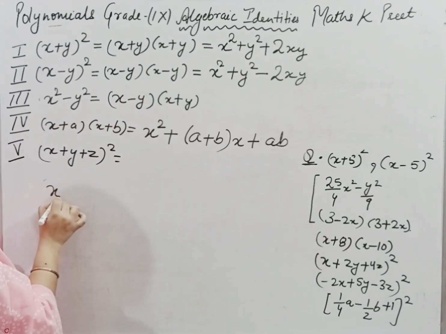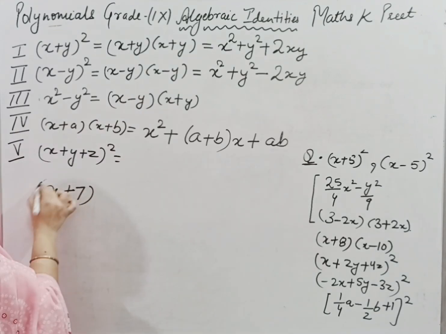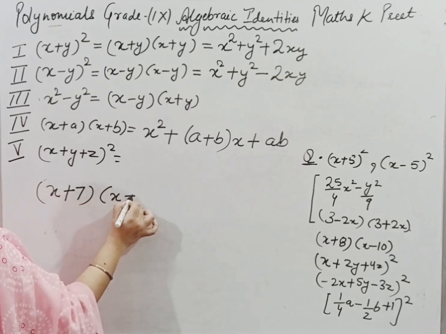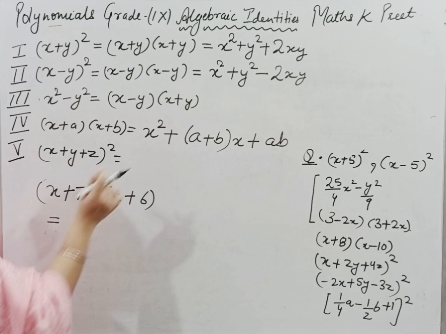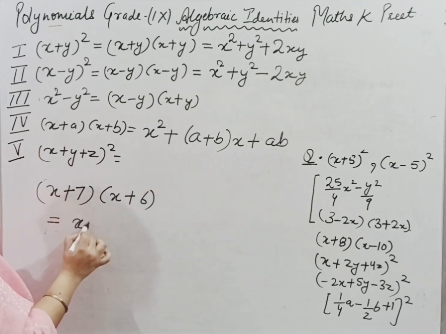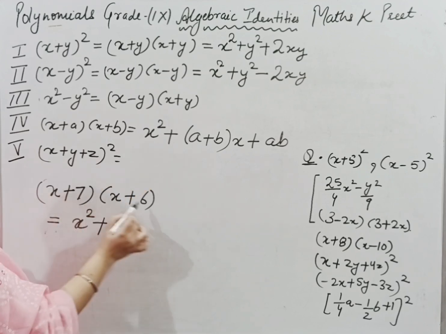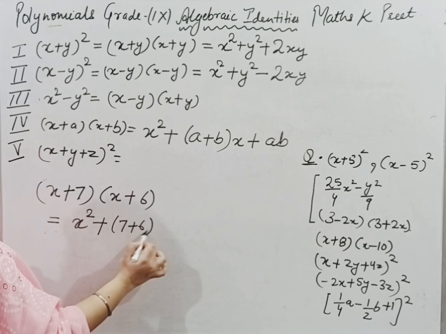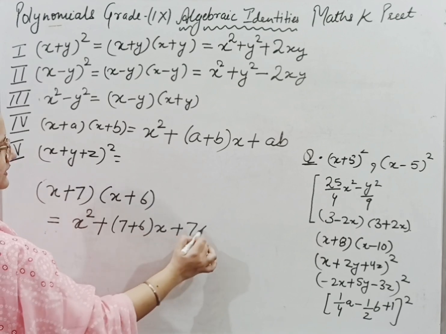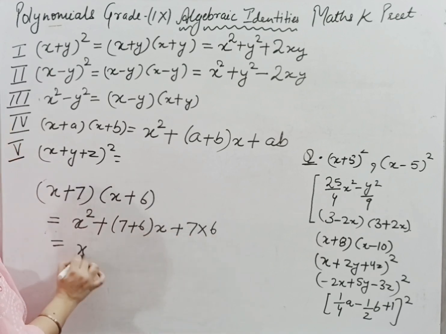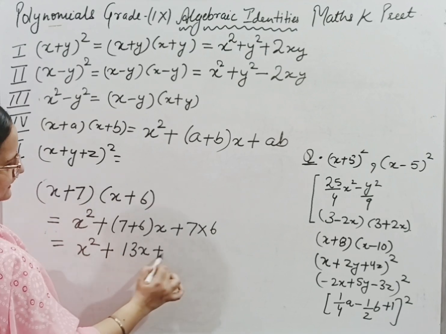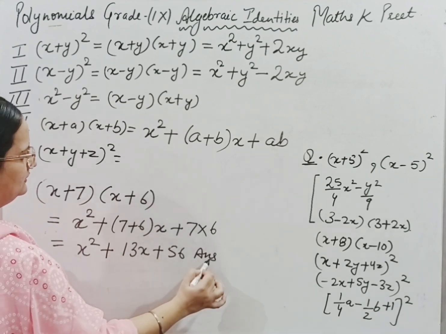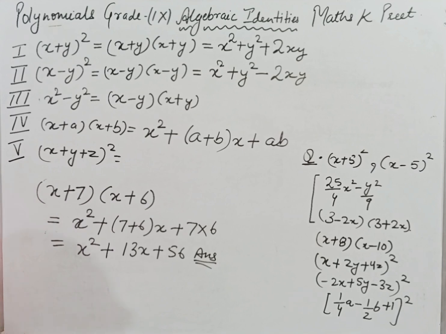Say (x plus 7)(x plus 6). If this is my question, I will do it directly from here: x square, first plus a plus b, 7 plus 6 outside x, then 7 into 6. This is the expansion from identity number 4. So I am getting this polynomial for these two factors. This is how this identity works.